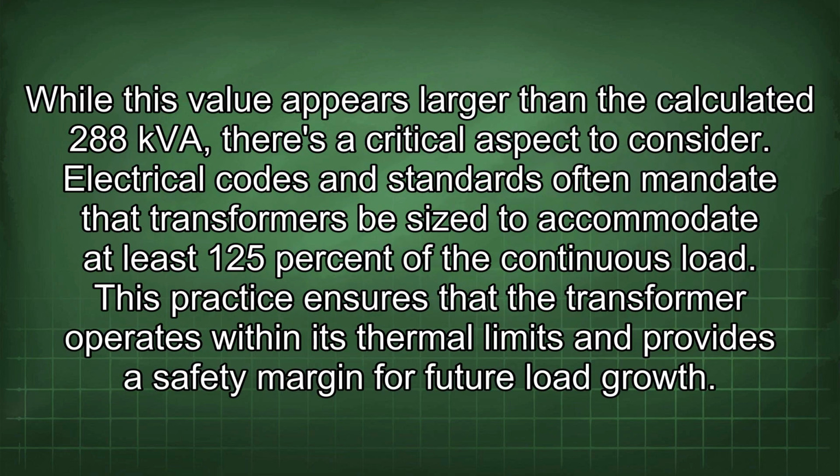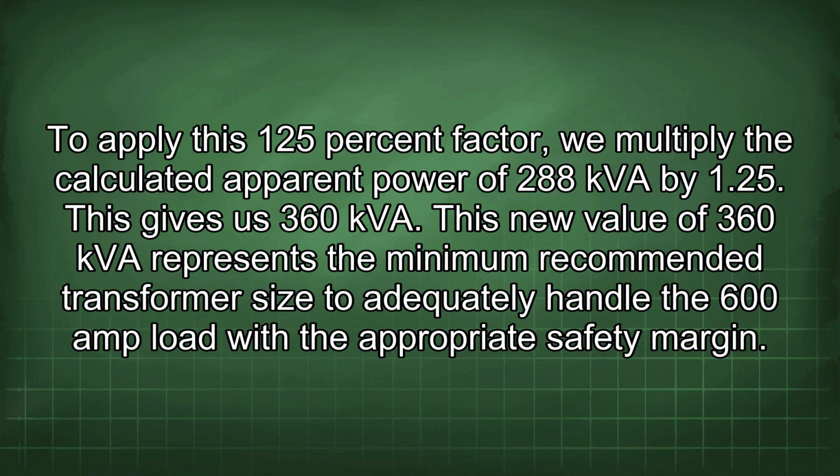While this value appears larger than the calculated 288 kVA, there's a critical aspect to consider. Electrical codes and standards often mandate that transformers be sized to accommodate at least 125% of the continuous load. This practice ensures that the transformer operates within its thermal limits and provides a safety margin for future load growth. To apply this 125% factor, we multiply the calculated apparent power of 288 kVA by 1.25. This gives us 360 kVA.